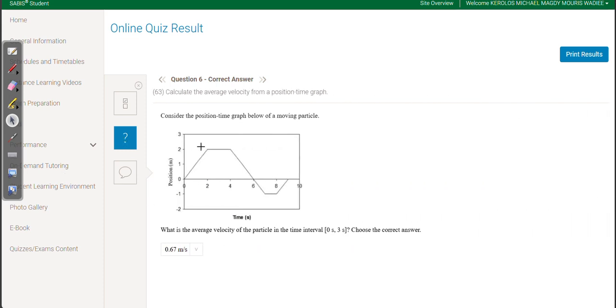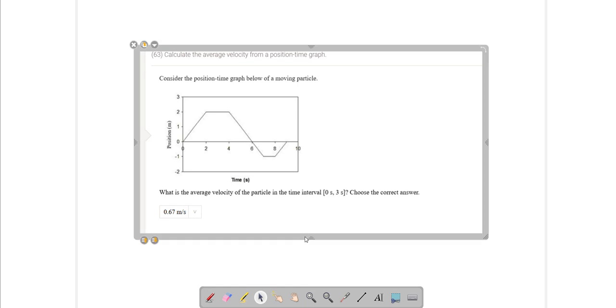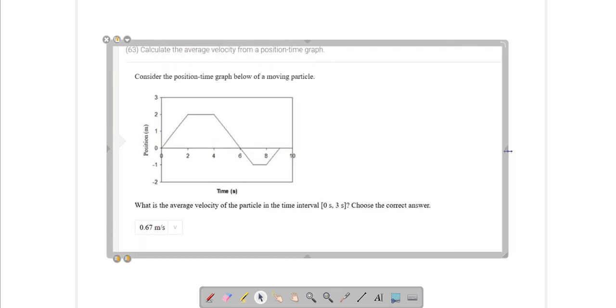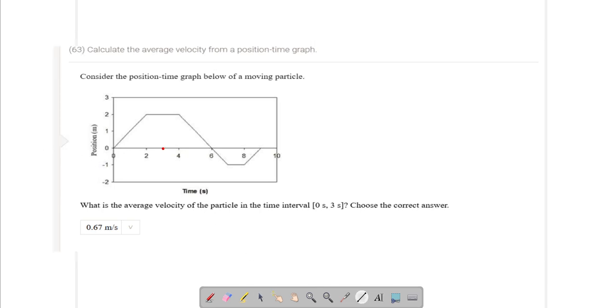Okay, I will put this on the whiteboard. What is the average velocity of the particle in the time interval 0, 3? So just for you to know and understand, I'll draw a line from 3. This is 3 seconds.